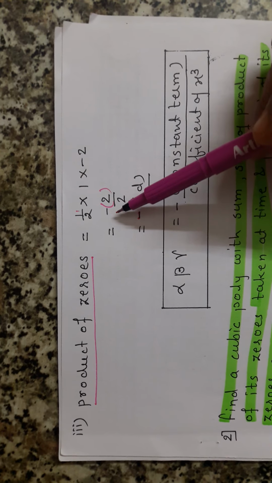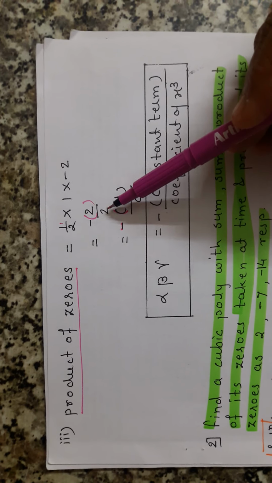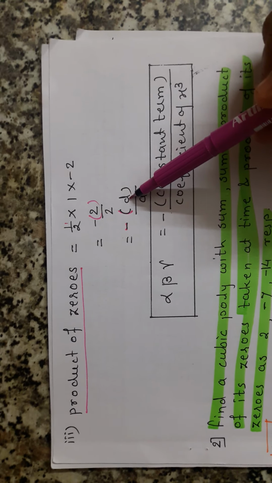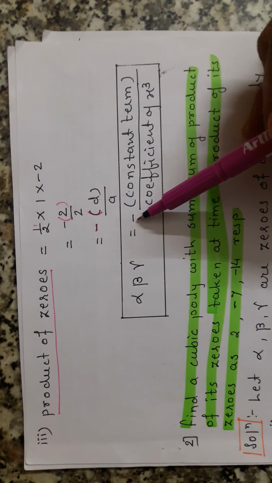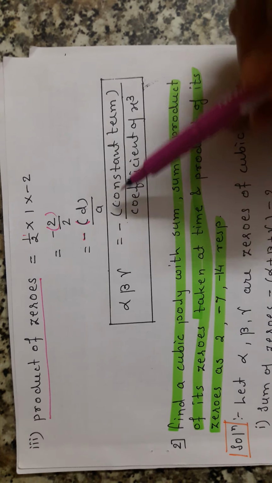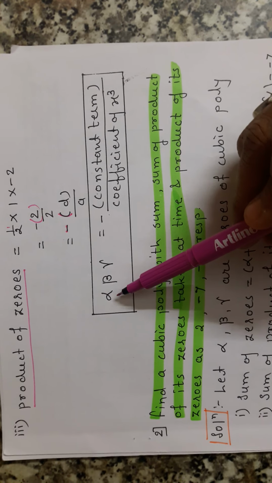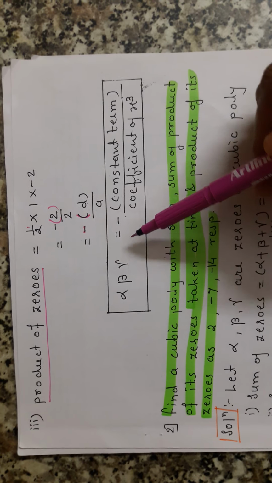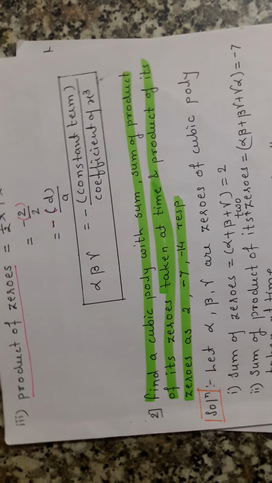Minus 2 by 2. Minus sign we will take out. In the bracket we will write 2 by 2. 2 is nothing but the value of d, and again 2 is nothing but the value of a. That's why we got here minus, in the bracket, constant term upon coefficient of x cube. That's why alpha into beta into gamma is equal to minus constant term upon coefficient of x cube.